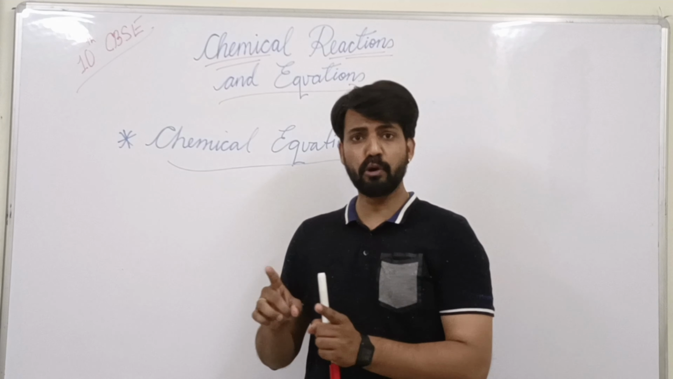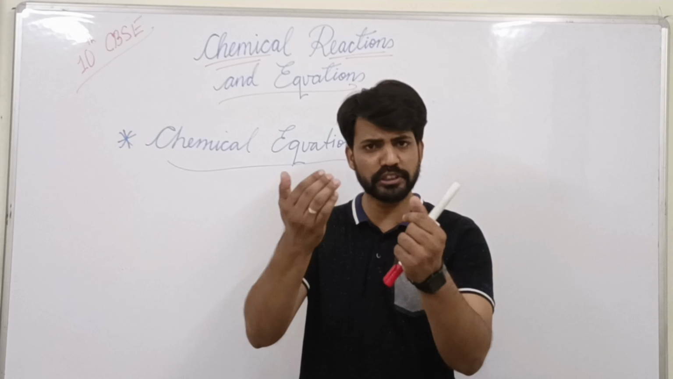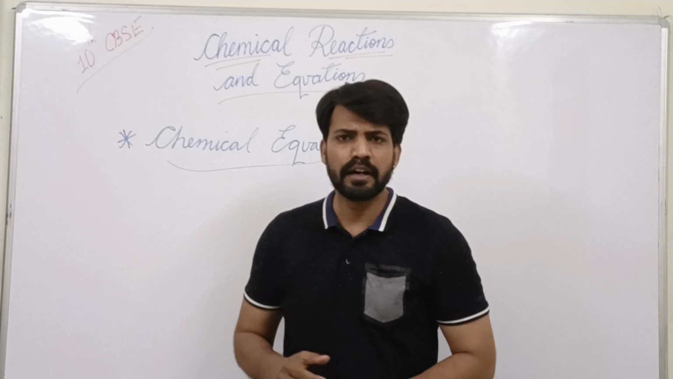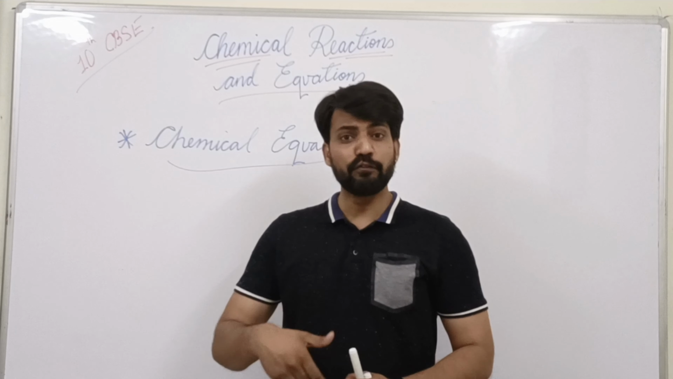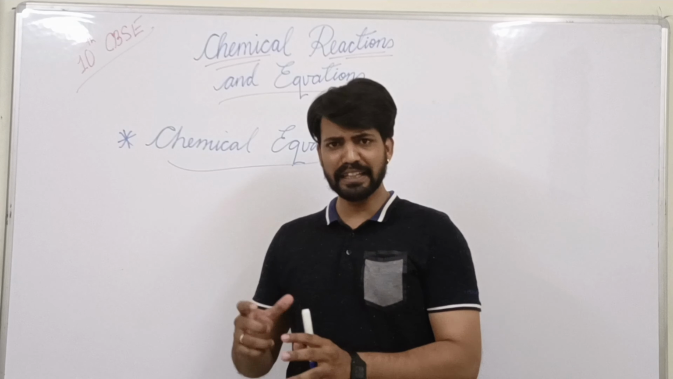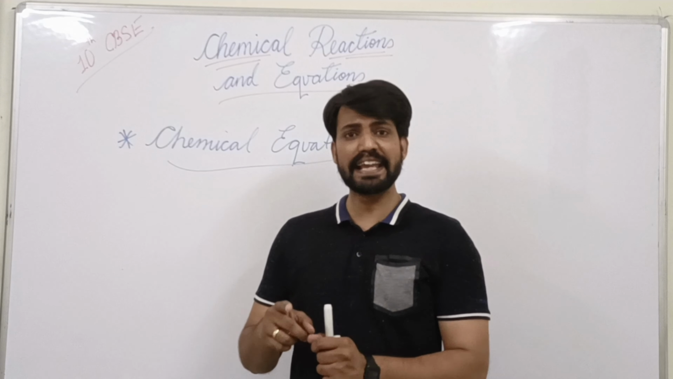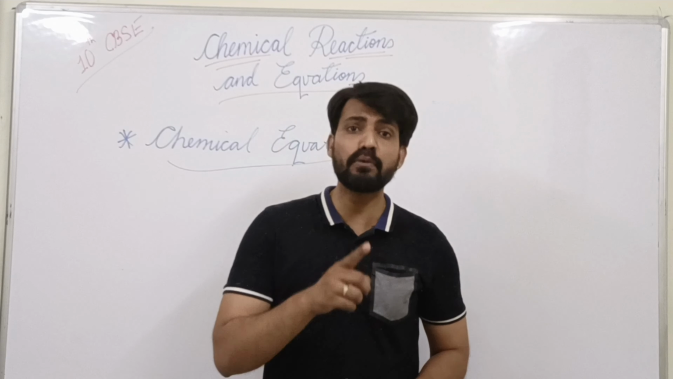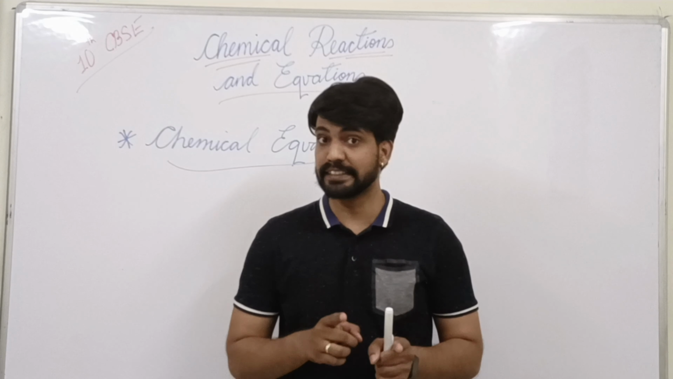Why am I using symbols and formulas? Because a few elements have symbols, and we use the symbol itself as the formula for them, and a few elements have a formula as their representation. So whenever we represent a chemical reaction with the help of symbols and formulas, it is called a chemical equation. Is it clear?